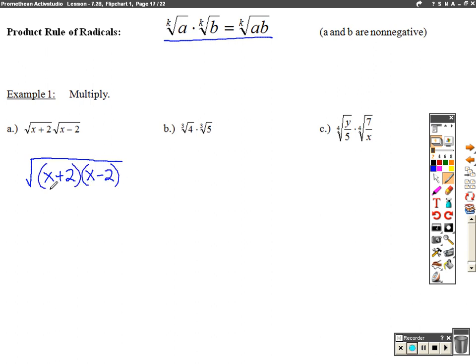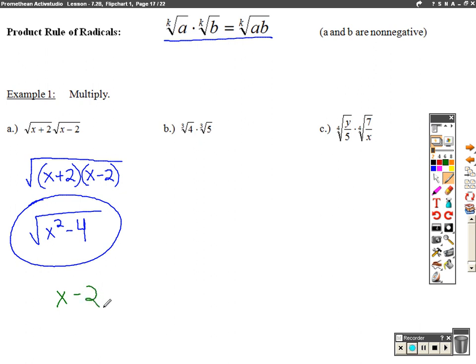And if you actually wanted to FOIL them out, you could use our shortcut, difference of 2 squares, and this is what you'd be left with. Something very important to note here, that many people make this common mistake and they try to simplify this further. They think that they can take the square root of x squared and call it x, or even the absolute value of x, and take the square root of 4 and call it 2. This is wrong. You cannot do that if you have addition or subtraction.